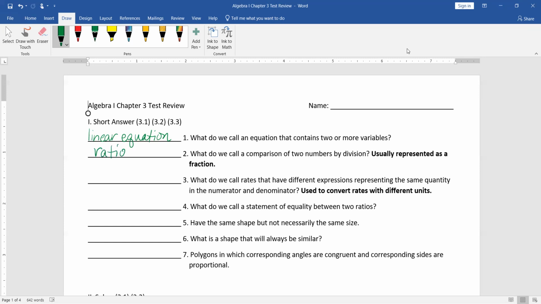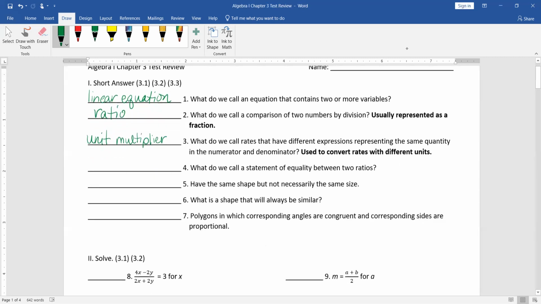And then what do we call rates that have different expressions representing the same quantity in the numerator and the denominator? These are what we use to convert rates with different units. So when you go from miles per hour to feet per second, or when you go from the imperial system to the metric system, the conversion rates between an inch and a centimeter and that kind of thing. These are called unit multipliers. They are what we use to convert different units or rates to different units. So, unit multiplier. And we'll get a little bit of practice using those again.